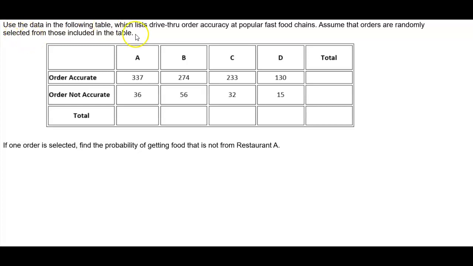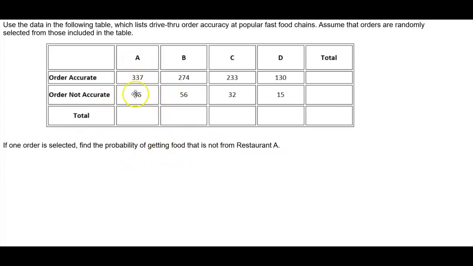Use the data in the following table, which lists drive-through order accuracy at popular fast food chains. Assume that orders are randomly selected from those included in the table. Now, if one order is selected, find the probability of getting food that is not from restaurant A.